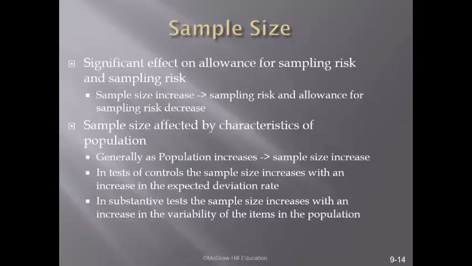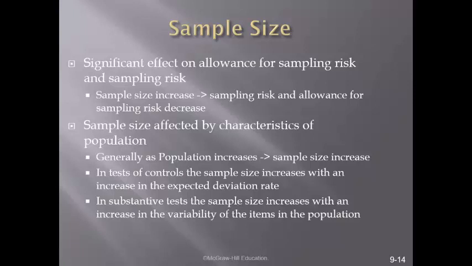The size of the sample has a significant effect on both the allowance for sampling risk and sampling risk. With a very small population, we cannot have low sampling risk unless we allow a very large allowance for sampling risk or precision. As the sample size increases, both sampling risk and the allowance for sampling risk decrease. In other words, the smaller the allowance for sampling risk, or the smaller the sampling risk desired by the auditors, the larger the required sample.